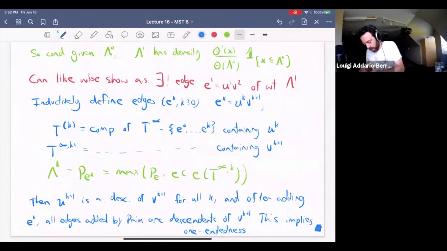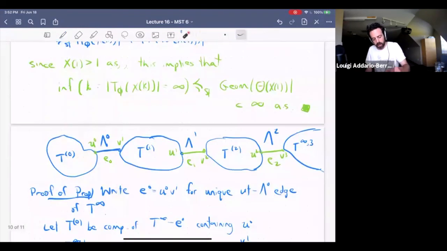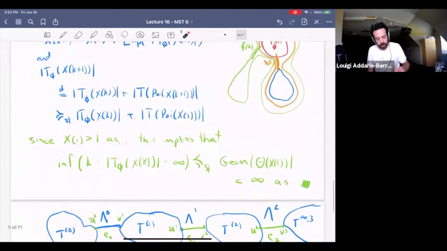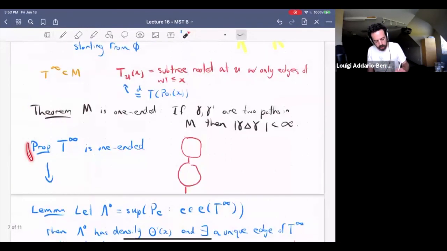I think that should convince you that the tree T infinity is one-ended. Now I'd like to extend from this tree T infinity to understand M. We've proved the proposition, and now we want to prove the theorem.